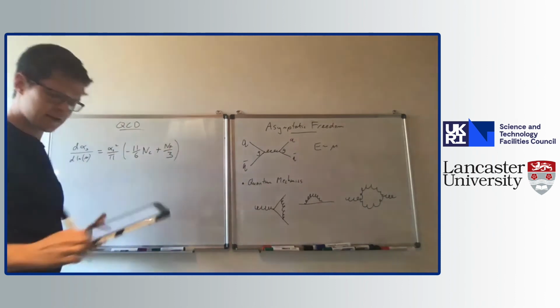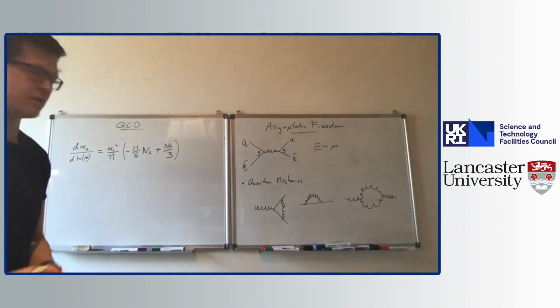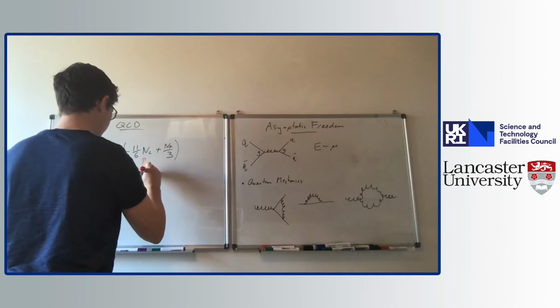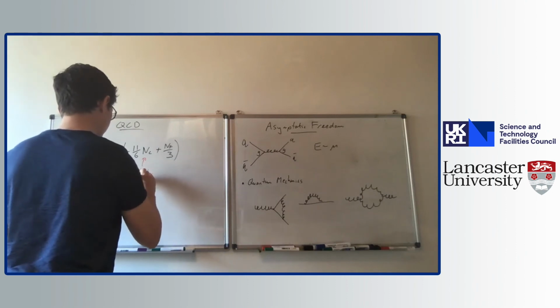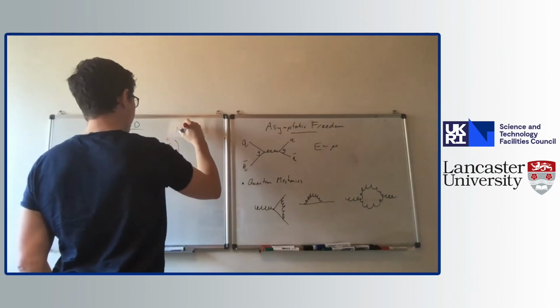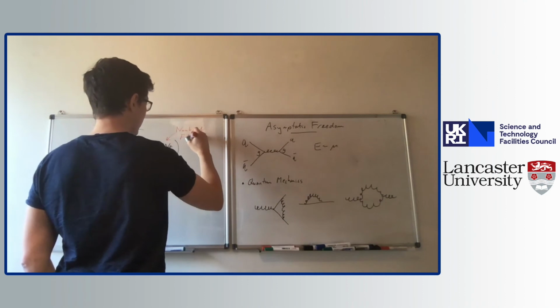So nc is the number of colors. So for QCD, this is 3. And nf is the number of flavors of quarks, essentially.